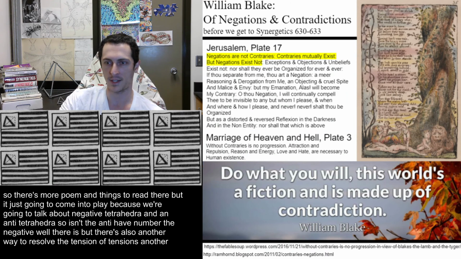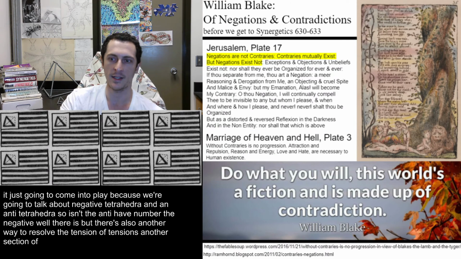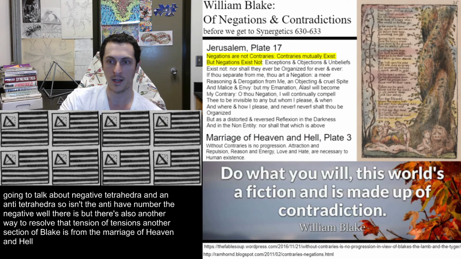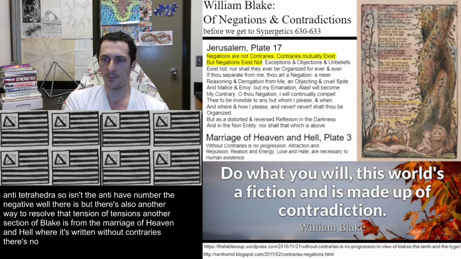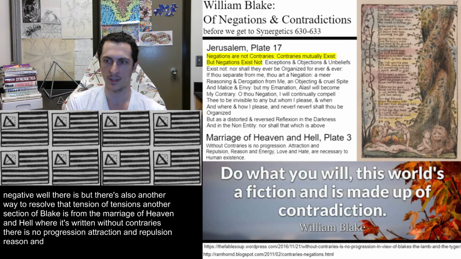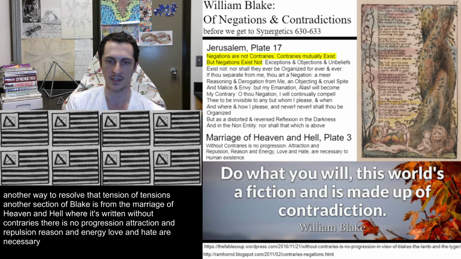Another section of Blake is from the Marriage of Heaven and Hell, where it's written, without contraries, there's no progression. Attraction and repulsion, reason and energy, love and hate are necessary to human existence.